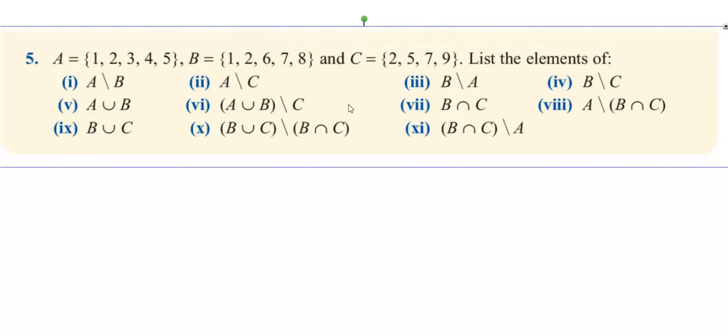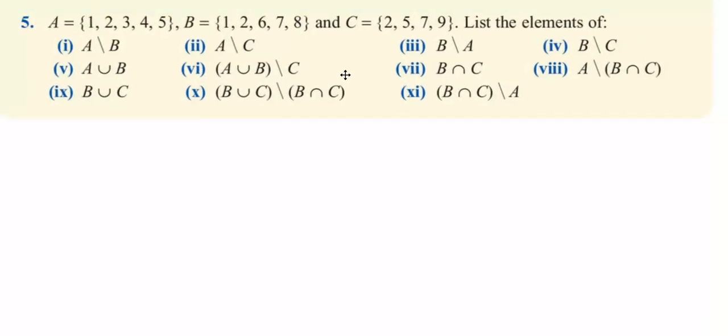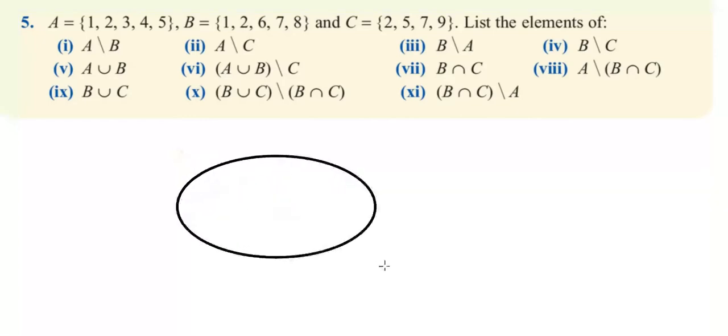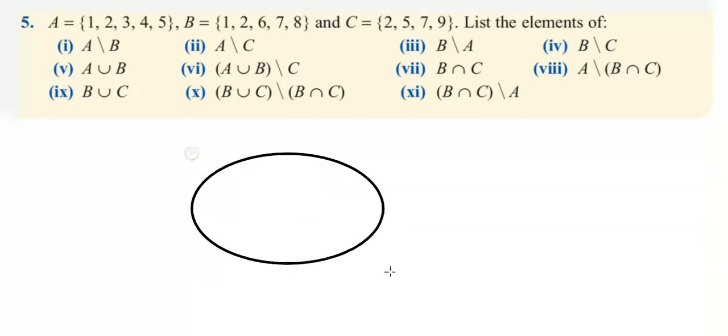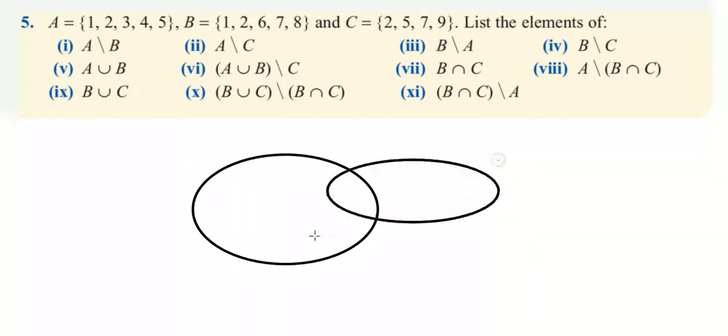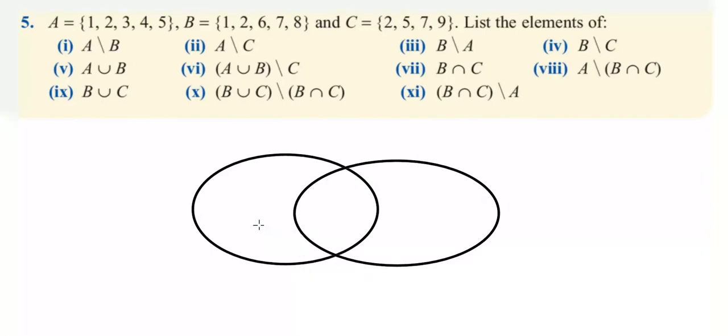Now with question 5, guys, I'm going to have to draw a diagram here because I won't be able to do that without drawing a diagram. So let's draw a Venn diagram. Here's 1. There's 2. And finally there's 3.